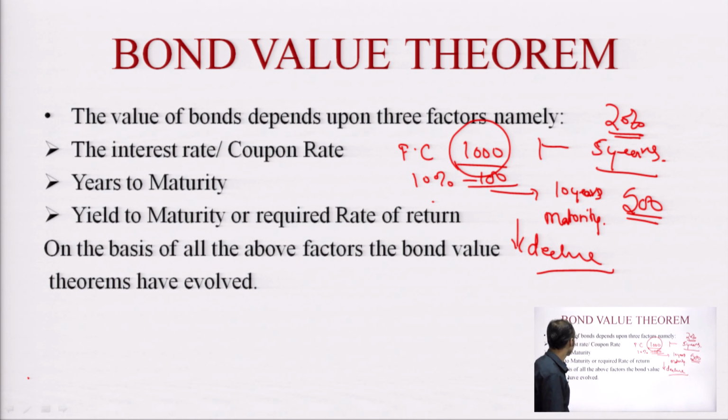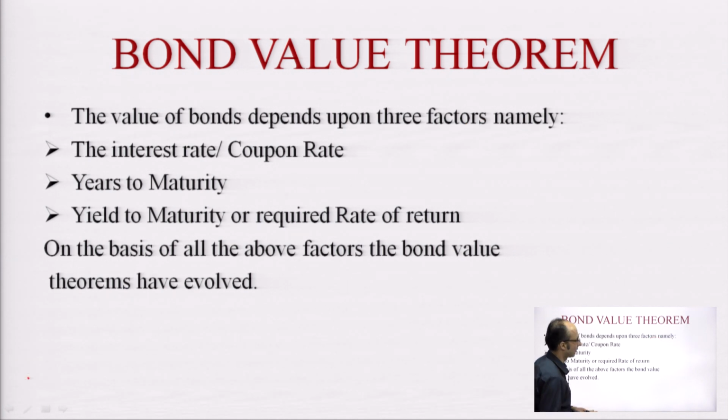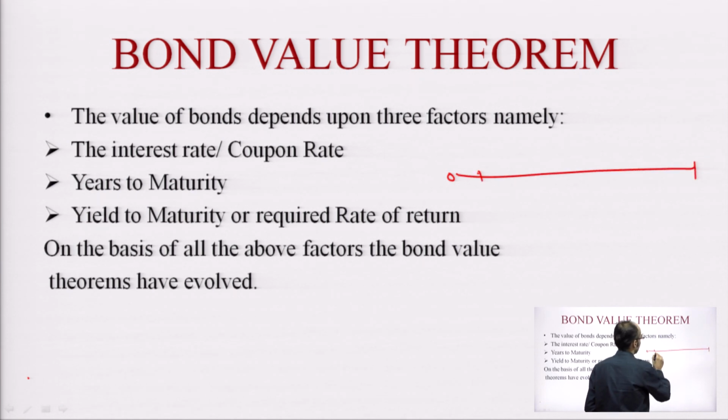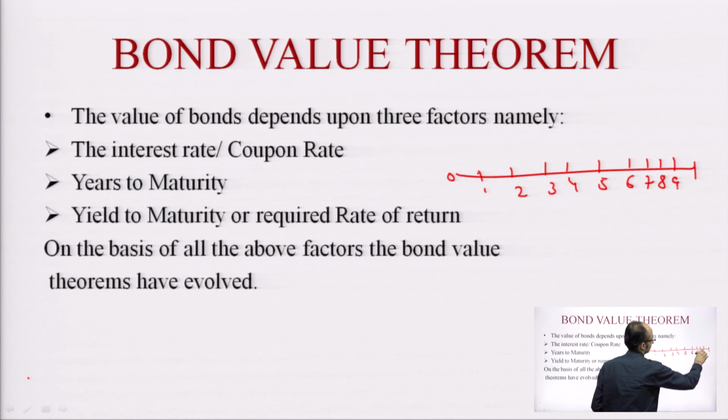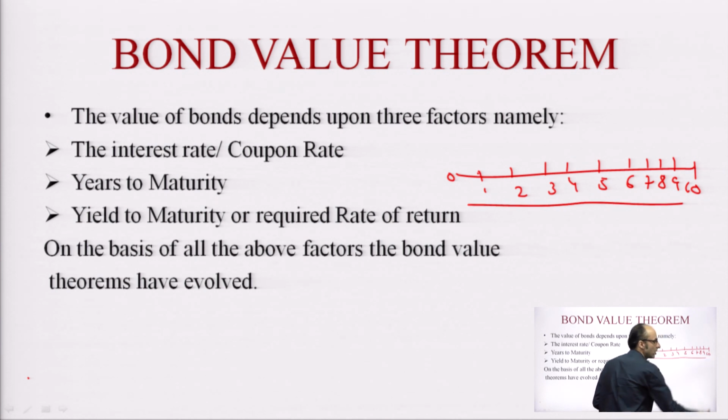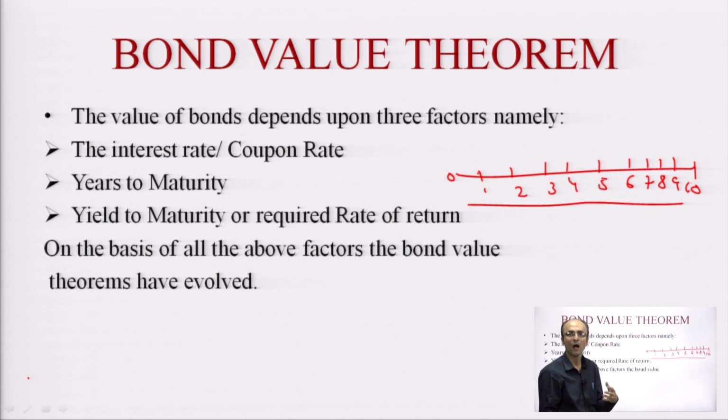Now, the second point is years to maturity. How do years to maturity affect the value of the bond? Years to maturity means the duration of the bond. Say if a bond is of 10 years, on the timeline you can divide these 10 years like this. Now, as the time to maturity decreases, the value of the bond will also decrease or increase depending on how much time there is for the bond to reach maturity.